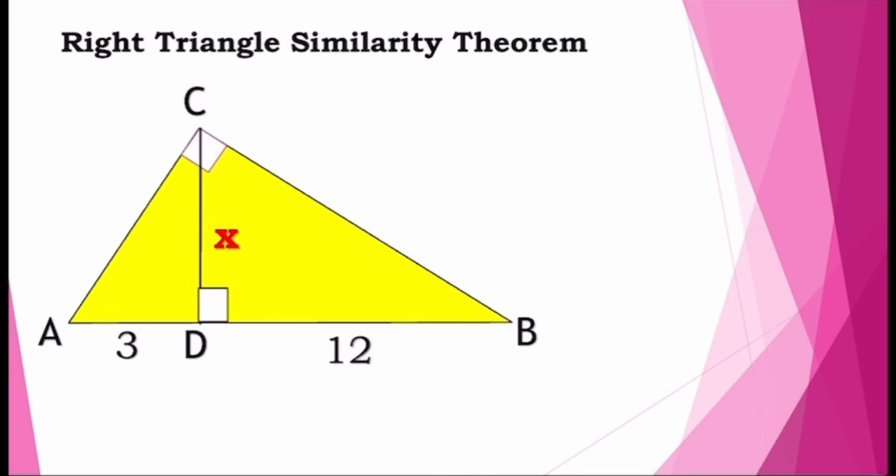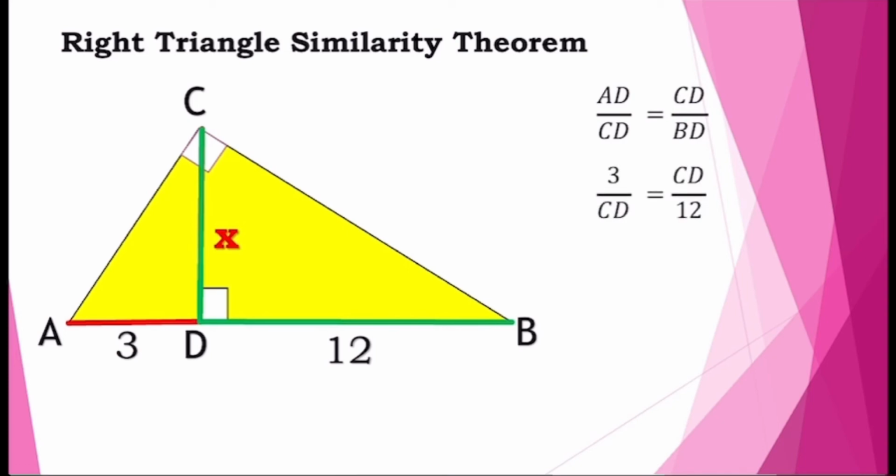So from here, the proportion that we're going to use is AD over CD is equal to CD over BD. Now, let's substitute the values. The value of AD is 3 and the value of BD is 12. Since we're looking for the value of CD, we don't need to substitute that. So we have 3 over CD is equal to CD over 12.